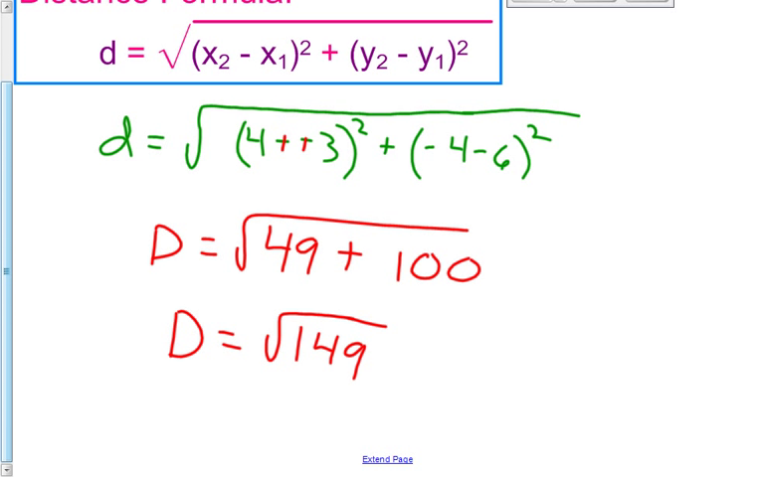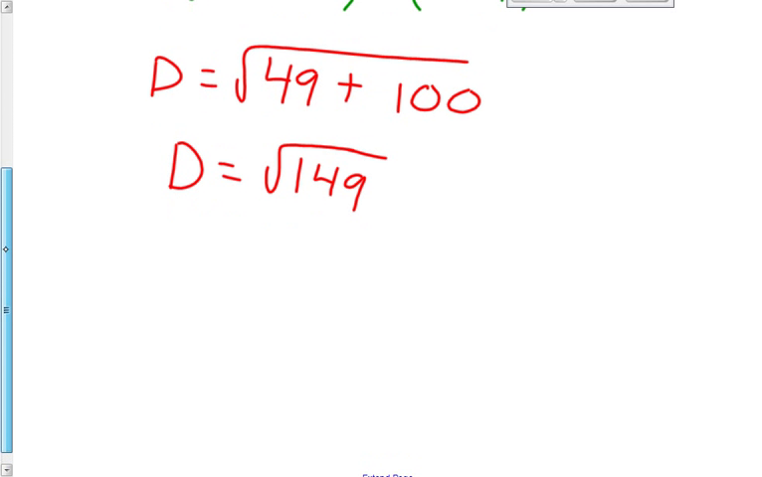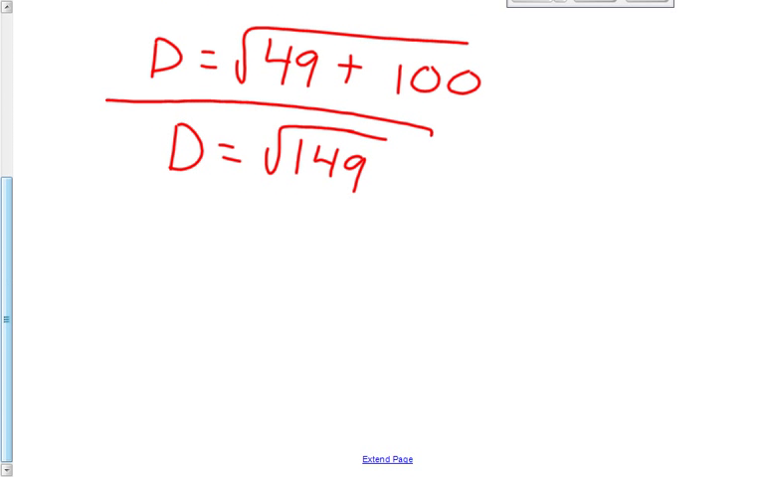Excel math might have you answer this in a decimal. It might have you answer in a radical. I like you to have it in radical form. So remember, if you can break this up, make sure you do that. However, 149 cannot be broken up, so our answer is just the square root of 149.